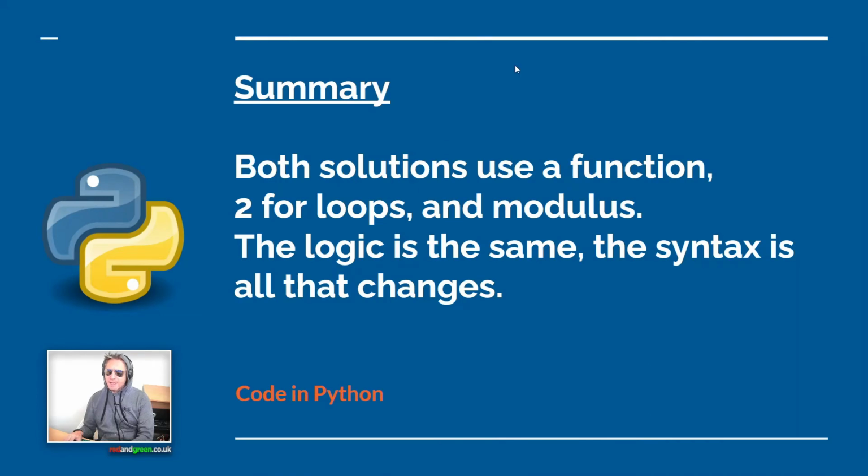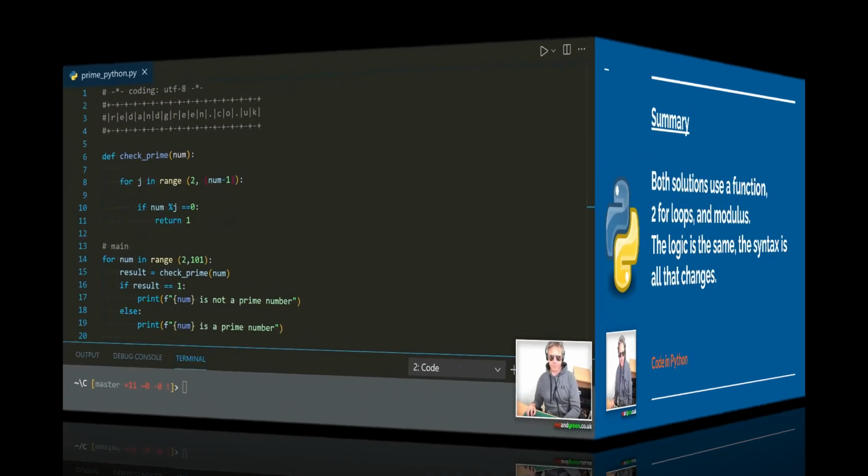Anyway, right, so both solutions use a function. We're looking at the similarities here between the Python code and the C code. And really the emphasis here is Python, C, whatever. We'll use a function, 2 loops, and modulus. So with prime numbers, the best way to solve prime numbers is to use modulus. So the logic is the same, the syntax is all that changes. Okay, good. So let's just run through the examples and we'll wrap this up.